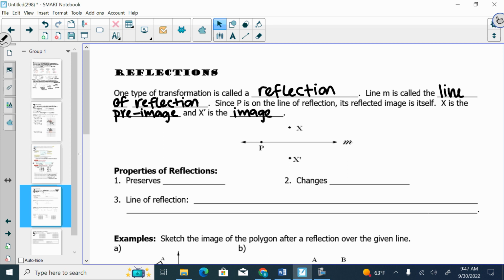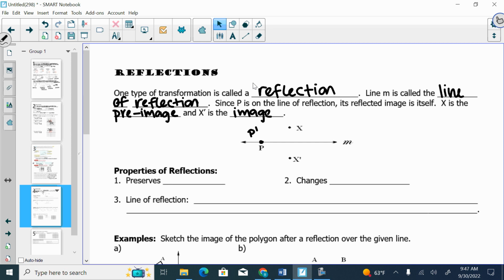So what they're saying is they reflected along this line M. So basically M is like my line of symmetry, where I would fold in half. So X was up here, it has a mirror image of itself down here, right? But since P is on the line, and that's where I folded it, P is also P prime. It's itself, right? It doesn't move off of the line.